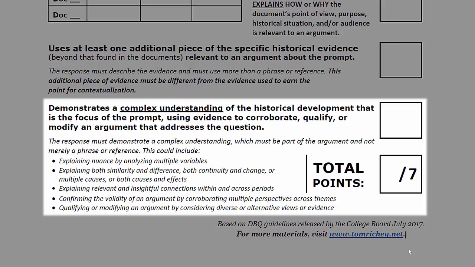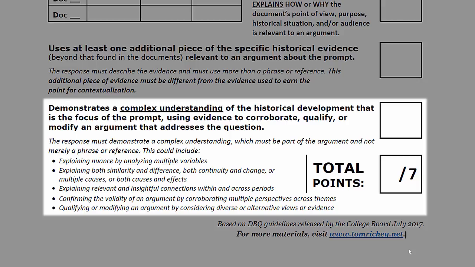Remember that you're not earning points in general by phrases and references. This could include explaining nuance by analyzing multiple variables, explaining both similarity and difference, both continuity and change, or multiple causes, or both causes and effects. Now, this one is going to apply more to the LEQ than the DBQ, but possibly on the DBQ as well. Explaining relevant and insightful connections within and across periods.